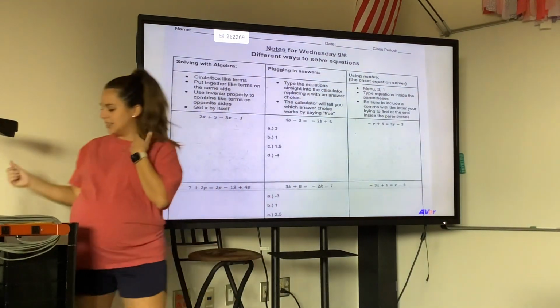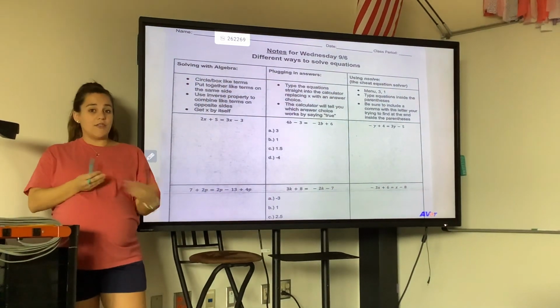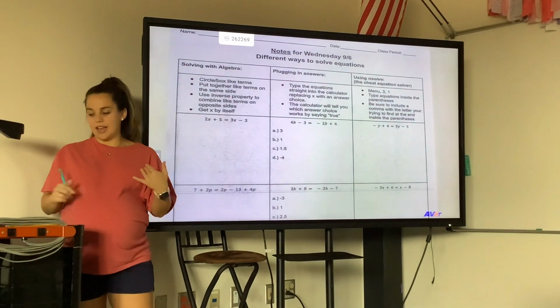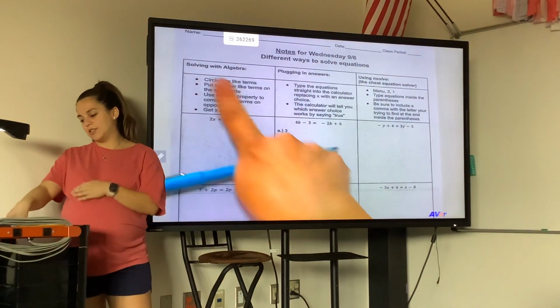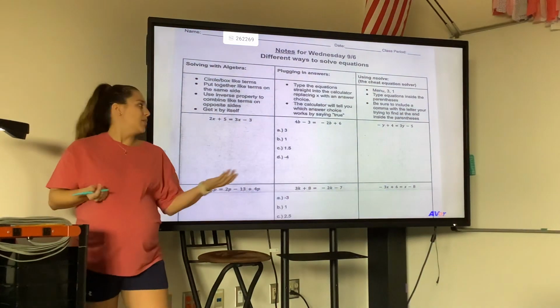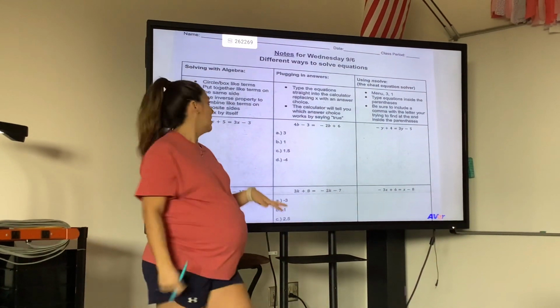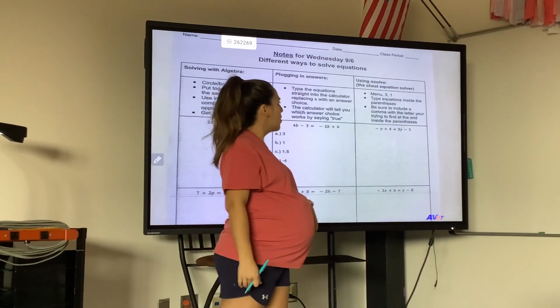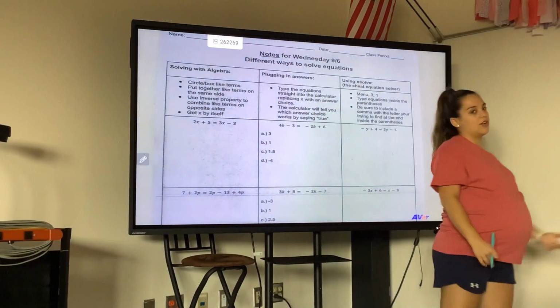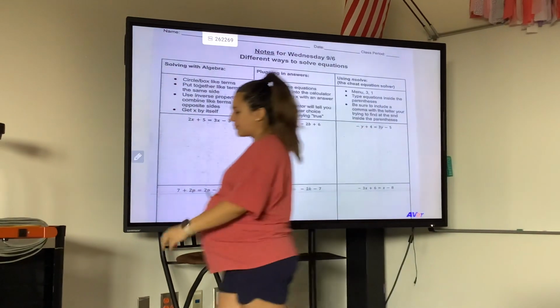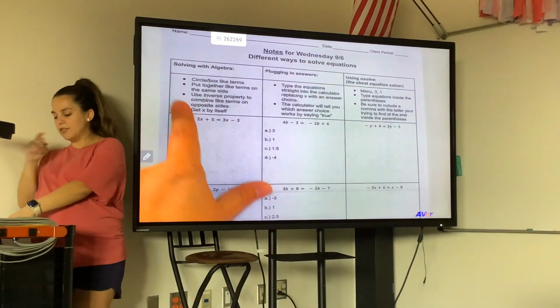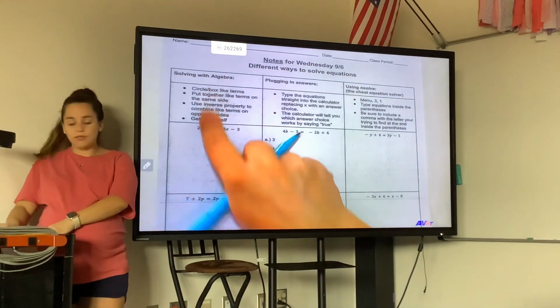So let's start with this. Remember, there are different ways to solve equations, and you're going to learn a trick today. We only knew the first way, which is solving with algebra. We use algebra to solve our equations, but there's also other ways to solve an equation, like plugging in answers or using the calculator trick called insolve. So let's start. I gave you some directions on how to solve with equations.